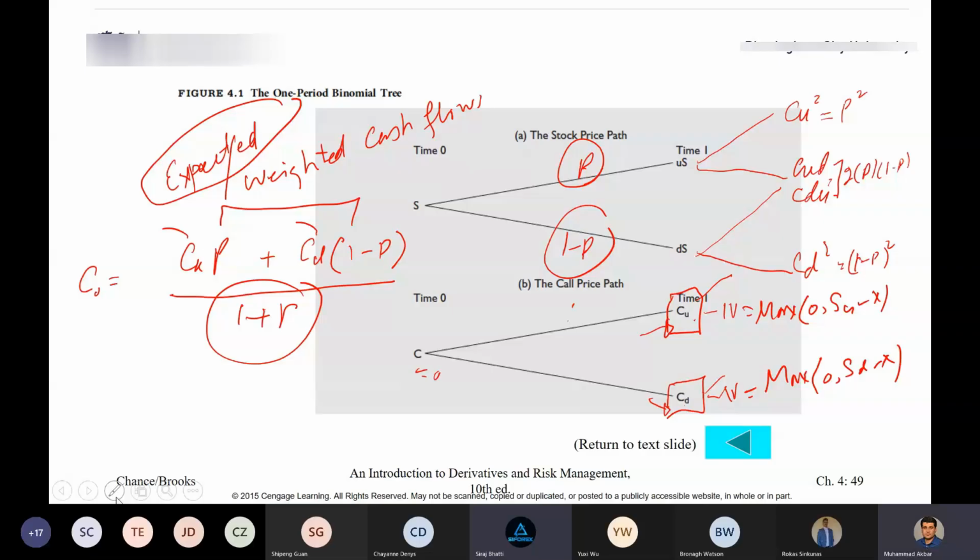We are going to learn about that later, because right now we are just going step by step, one period, two period, because I have to prove to you why we are using the risk-free rate, isn't it? So first we will learn why the risk-free rate is here.